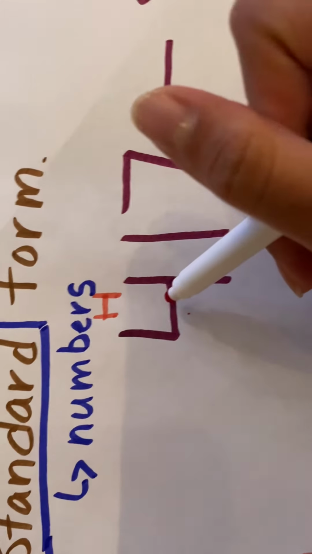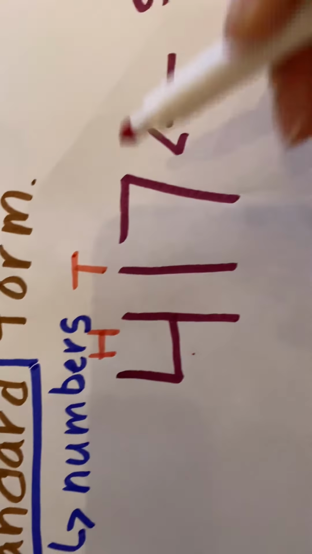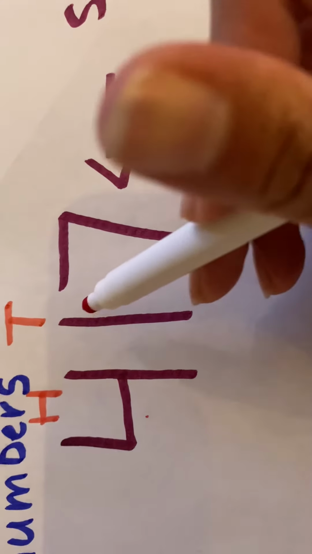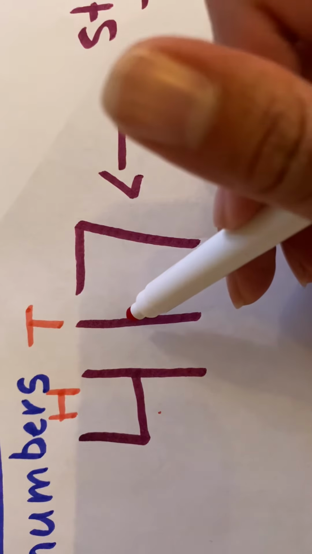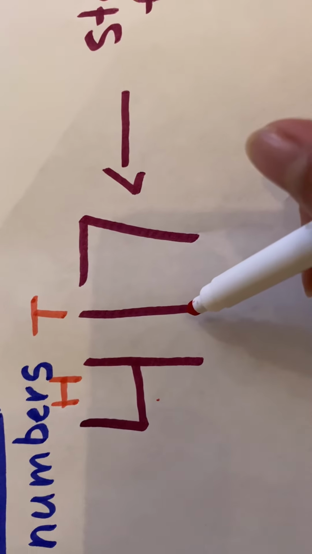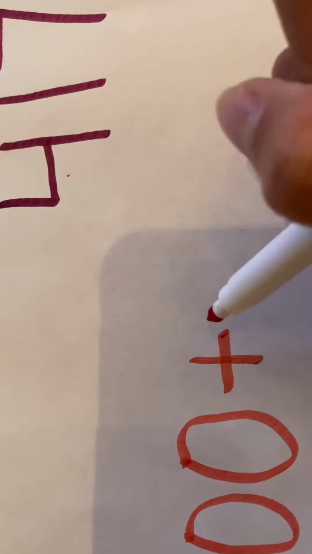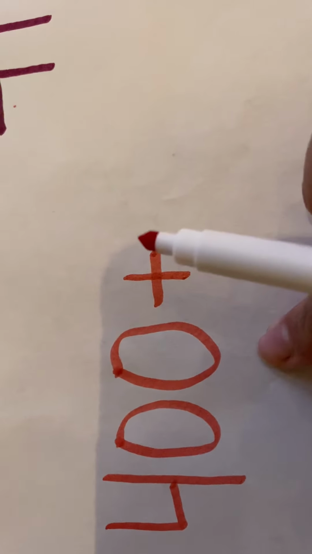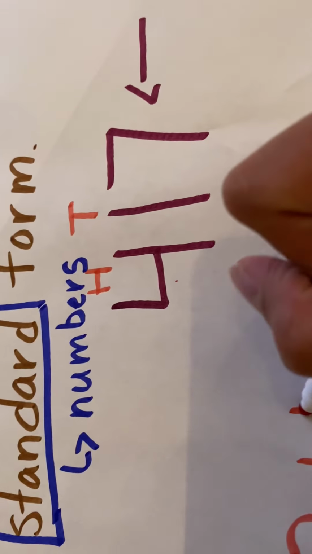Now that I wrote the value of the hundreds place, I'm going to move on to the tens place. I see there's a number 1 in the tens place. I need to know what the value of this number is. I know that it's only 1 ten. So I would then write plus, can't forget the plus sign because we're expanding this number. So far we have 400 plus, and we have a 1 ten, which is 10, plus.